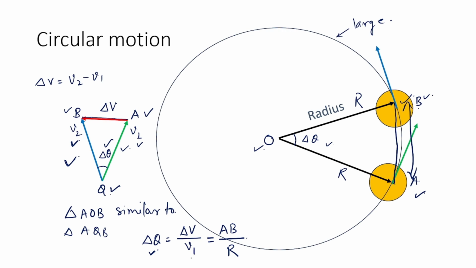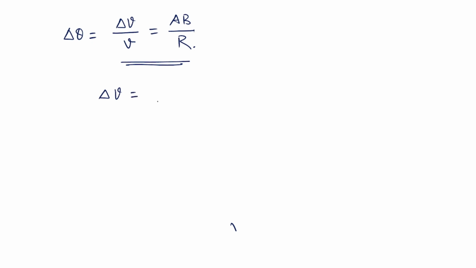Since we know v1 is equal to v2 is equal to v, let me go on to the next clean slide. So we can write here delta theta is equal to delta v by v is equal to AB by r. Now, if we rearrange them, we can write delta v is equal to AB by r into v.